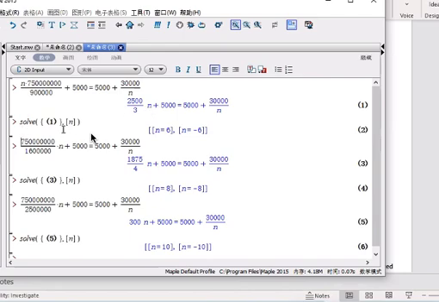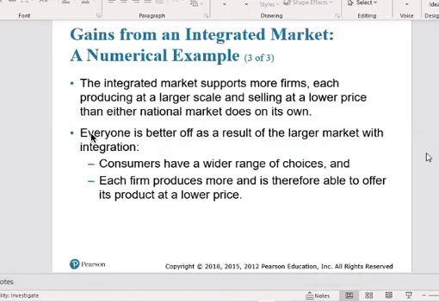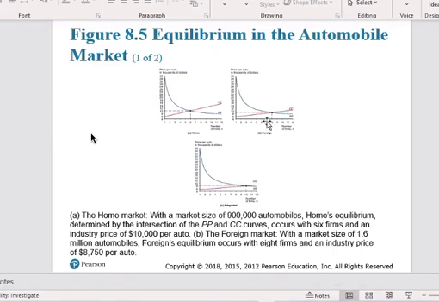When you solve equation 1 for N, you get two numbers. One is -6, one is +6. And we know that we cannot have a negative number of firms in the market. So we only take the positive number, and that's 6, which is here. 6. Okay.